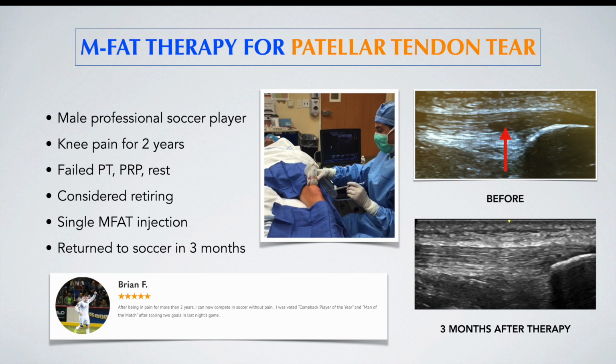And then this is a professional soccer player that we treated in the clinic who had had knee pain for 2 years and was trying to resume competitive sports. And after a single MFAT injection into this very large patellar tendon tear, he was able to return to soccer within 3 months without any pain.